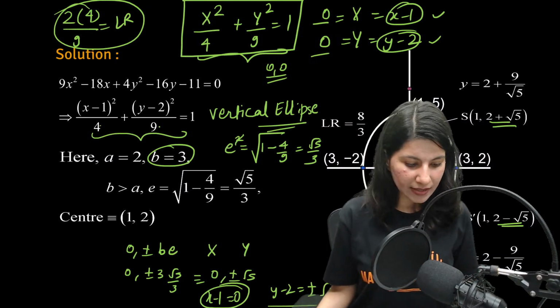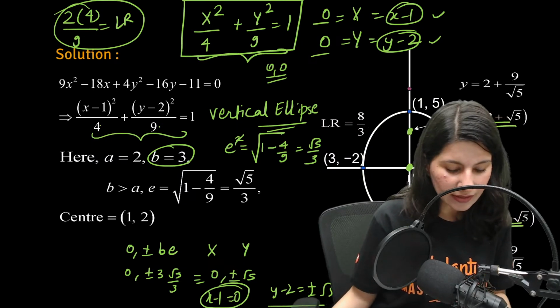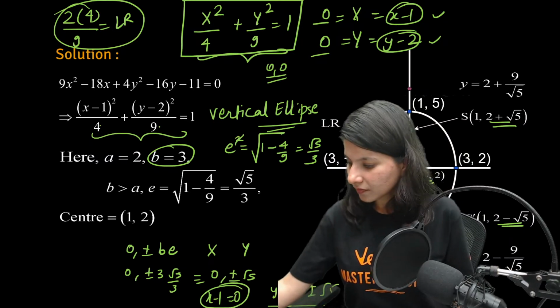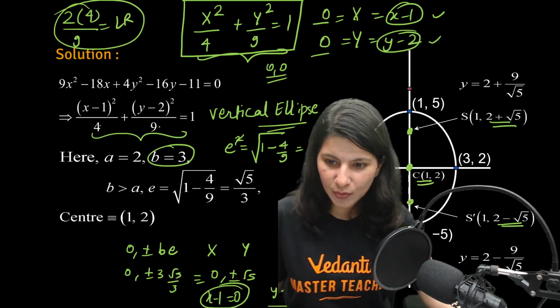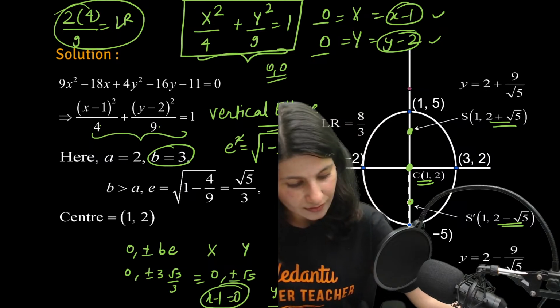Okay, I guess I am hiding your view of the ellipse. Now you can just see this. Can you see it now?